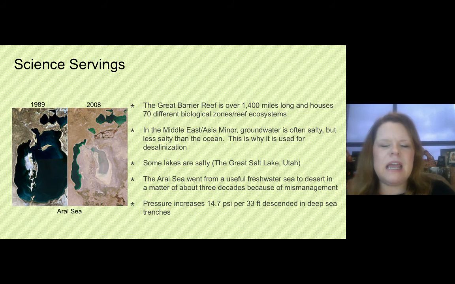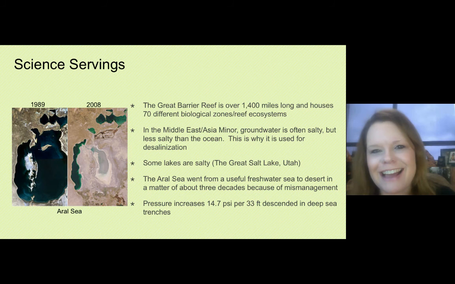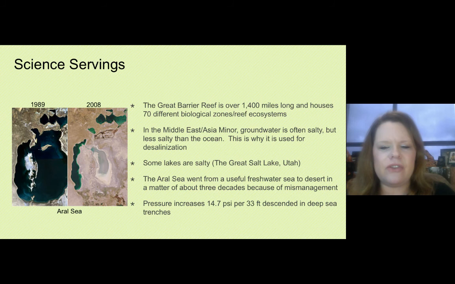In the Middle East, Asia Minor, groundwater is often salty, but less salty than the ocean. By the way, did you notice we're in science servings at the end of the lecture? Yes, the end is coming. So we use these areas that we just talked about in Asia Minor as a potential water supply, but they have to have some kind of reverse osmosis to remove the salt to be drinkable. Some lakes are just naturally salty, and that's because of the geology or the lack of precipitation that comes into it. And that's, for example, the Great Salt Lake in Utah.